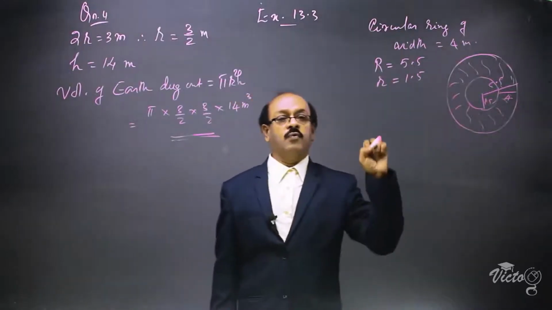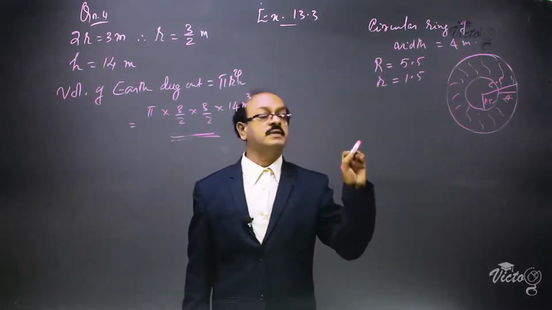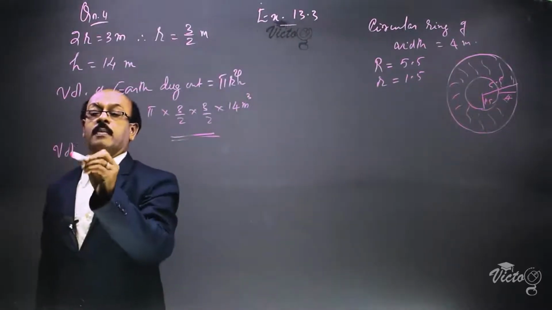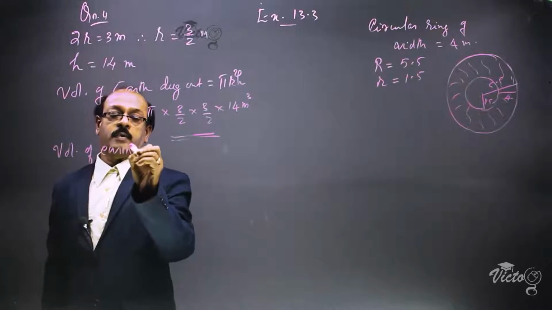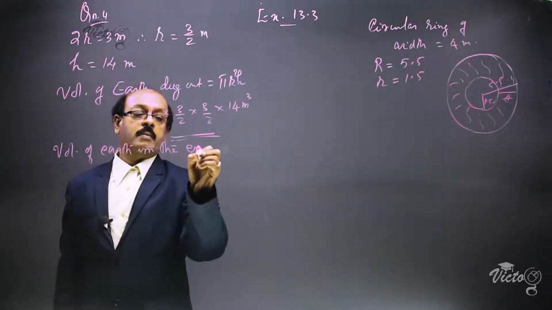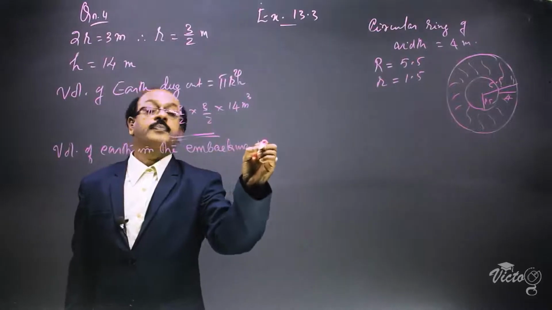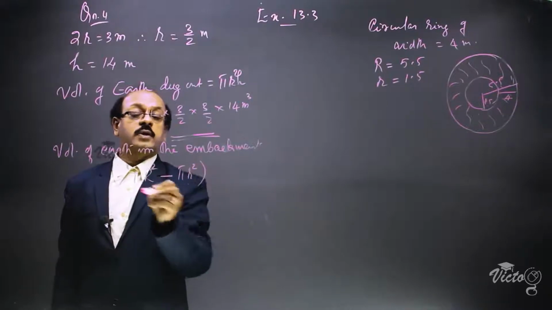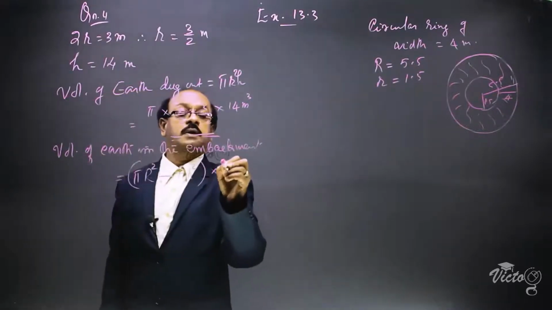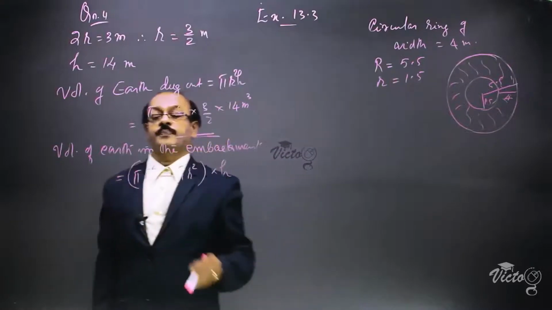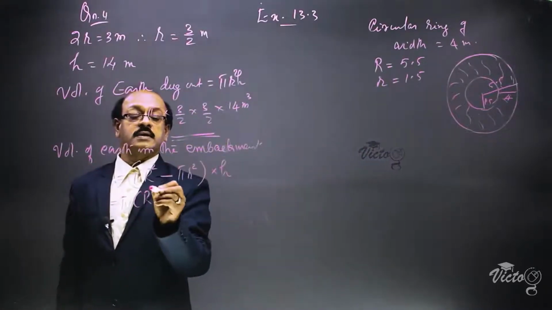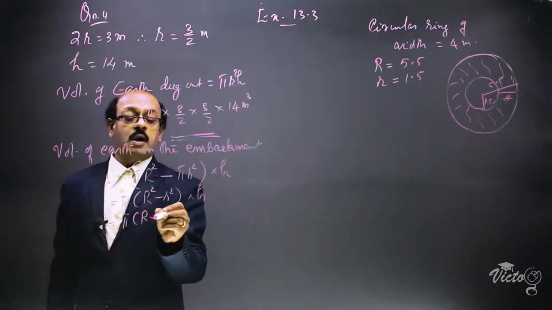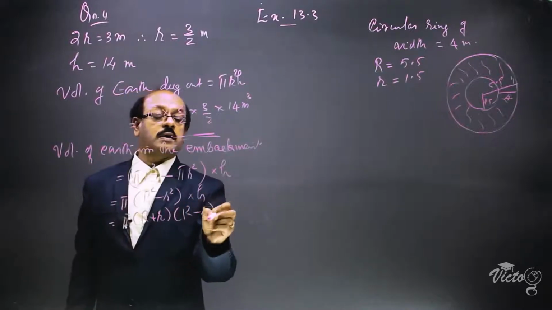So, we have to find out the volume of earth in the embankment. That means base area into height is the volume. Formula is pi capital R square minus pi small r square. This is the area, base area into height. We have to find out the value of this h. Taking pi as common, the remaining is capital R square minus small r square into h. This is equal to pi into R plus r into R minus r into h.